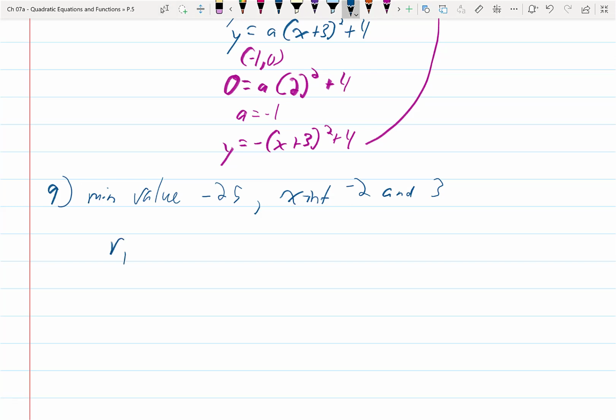Let's use the R1 plus R2 method here. So I'm going to go R1 plus R2. Guys, come on. We want to leave time for going over homework.